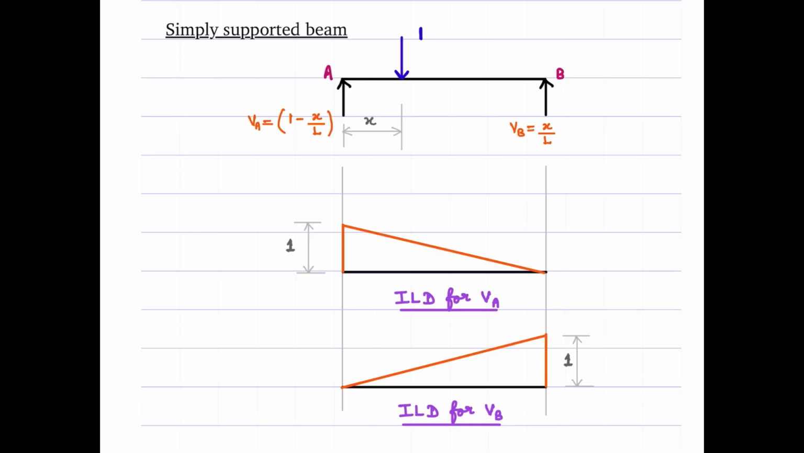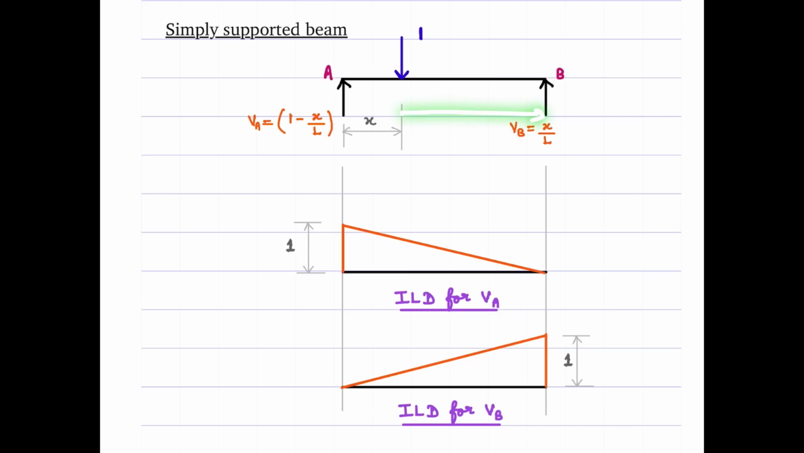In order to do that, we need to place a unit load at some random location, which is x units from the left support. It could be from the right support also. You can allow the load to traverse from the left end to the right end, or you can do it otherwise, from the right end to the left end is also possible. I am considering this way. So in this configuration, we need to get the expression for the reactions VA and VB. It's straightforward here.